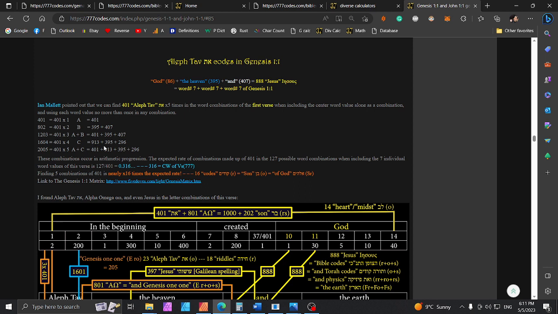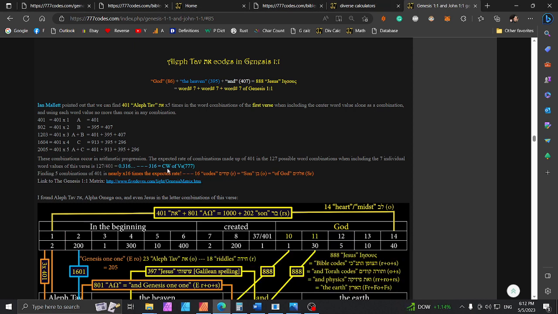The first word plus fifth word plus seventh word equals 4 times 401. And the center word plus first word plus fifth word plus seventh word equals 5 times 401. That is 5 different word combinations made up of 401 in this verse.